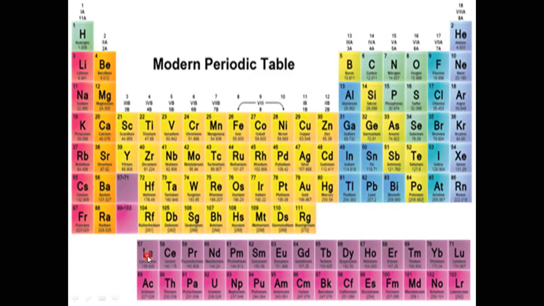At the bottom of the columns, there are two rows, lanthanides and actinides, with atomic numbers 57 to 71 and 89 to 103. So these two rows are included in two columns. Okay, so this is the modern periodic table. You can refer to your book, page number 108.